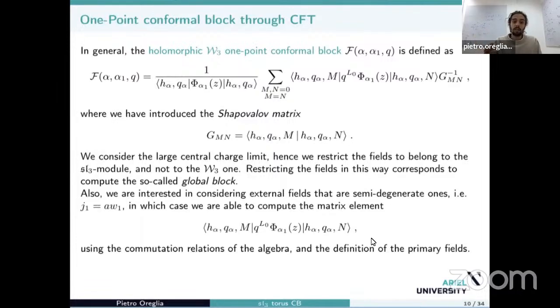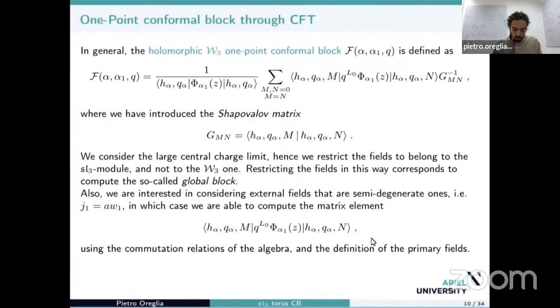We want to consider the large central charge limit of this quantity, so we are not computing the whole W3 algebra, and we can see that a possibility is to restrict the field to belong only to an sl3 module and not to a full W3 module. Actually, this is not the only possibility. We are going to see then a case in which this new possibility arises. But it is one possible way of computing this limit, one possible definition of the block in the large central charge limit. And here we compute this particular block that is often also called the global block.